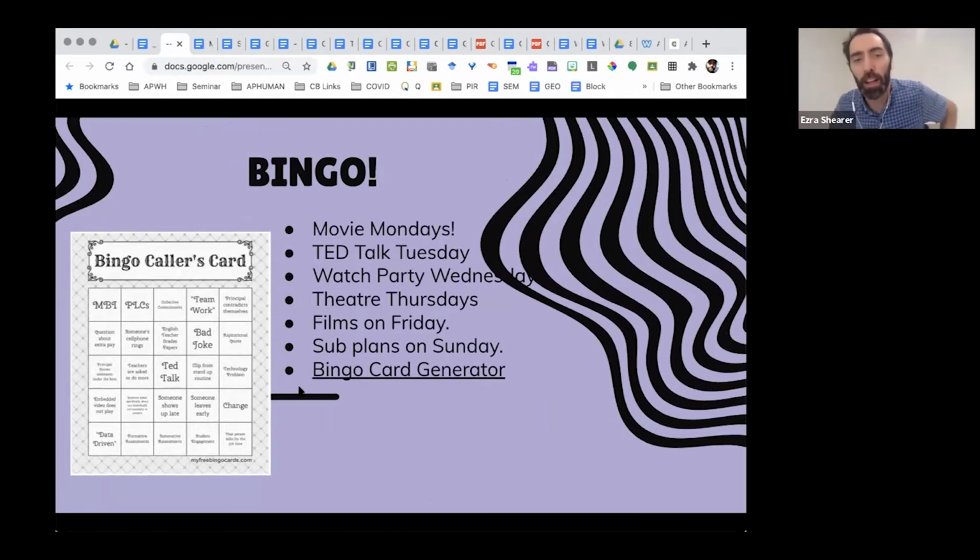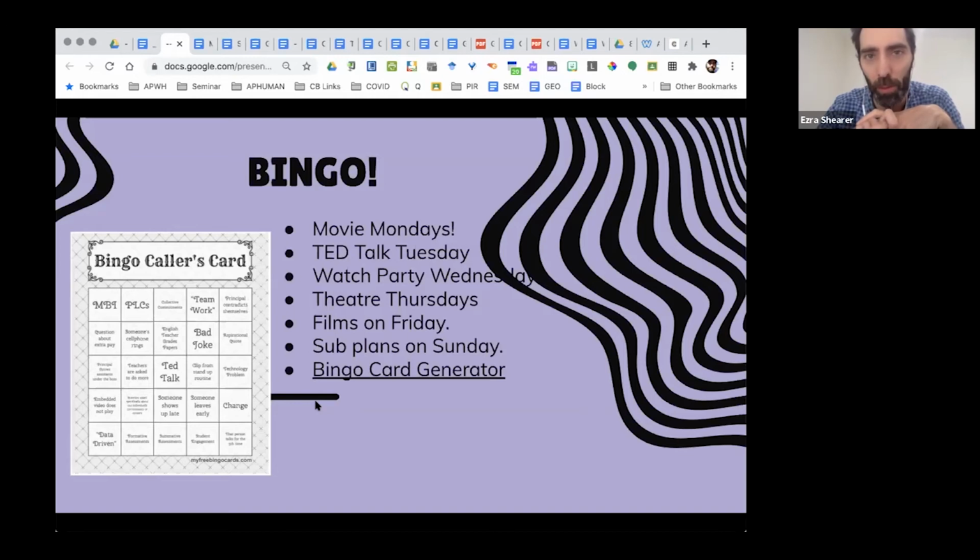Bingo. In my classroom, we do Movie Mondays, TED Talk Tuesdays, Watch Party Wednesdays, Theater Thursdays, Films on Friday, Sub-Plans on Sundays, and we use bingo cards for all of it. Yes, we watch movies 6 days a week. So a bingo card is great. How many people have watched movies or films or documentaries in their class? I know. That's all we do.